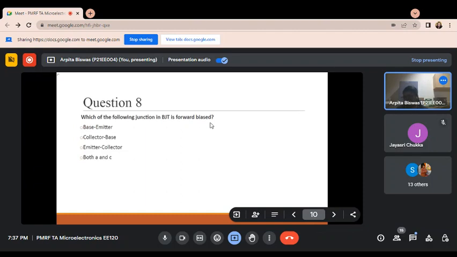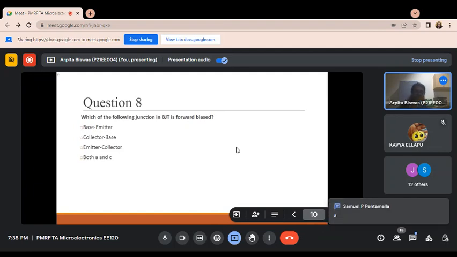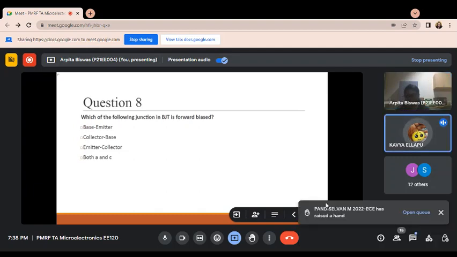Sudharshan. Yes, ma'am. Is the question for active mode, ma'am? Yes, if it is in active mode, in that time which junction is in forward bias? Emitter base, ma'am. Which one? Kavya, can you please repeat? Base to emitter junction is forward biased.